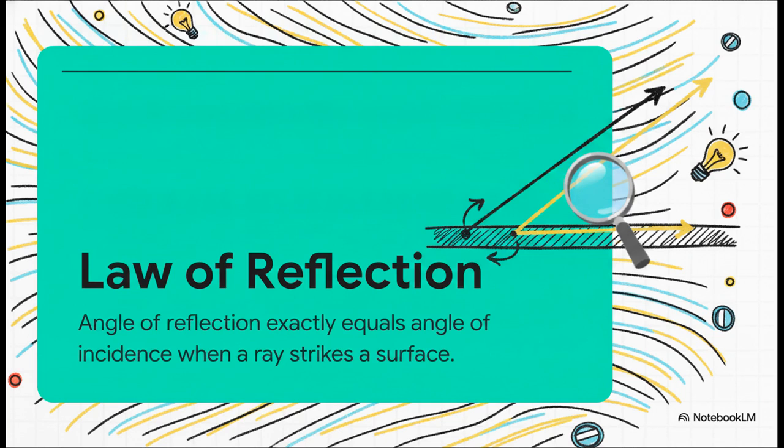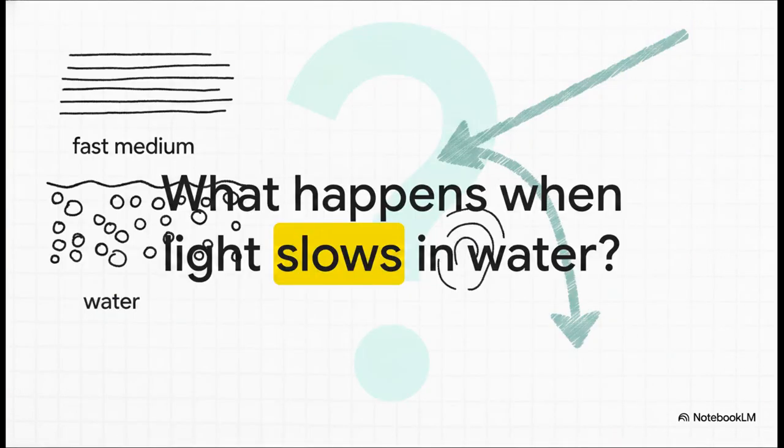This perfectly organized bouncing is known as specular reflection, and it's exactly what lets our brains trace those rays backward to perceive crisp, clear, virtual images when we look in a mirror. Which brings us to our second pause check.